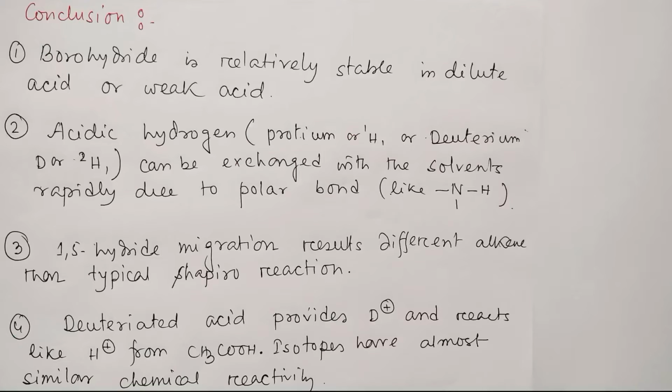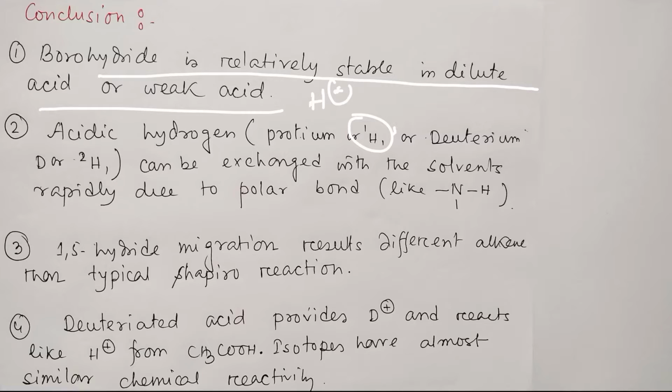Before that, we will discuss the conclusion. So what have we learned? We have learned that borohydrides are relatively stable in dilute acid or weak acid. An acidic hydrogen generally means H plus, that is protium. Another type of acidic hydrogen possible is deuterium. There is also tritium, but generally we don't use it because it's radioactive. So deuterium and protium we mainly use, and this exchange is possible with a solvent rapidly due to polar bonds like NH in this case.